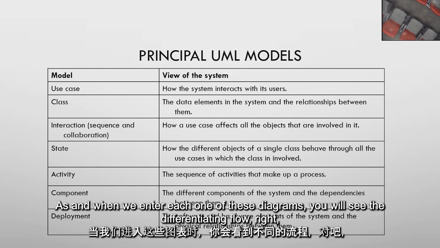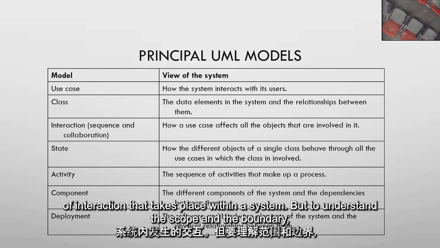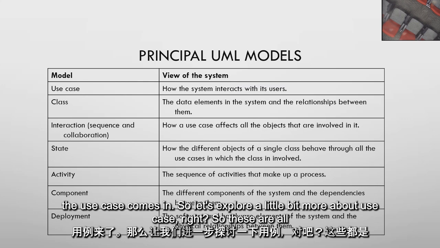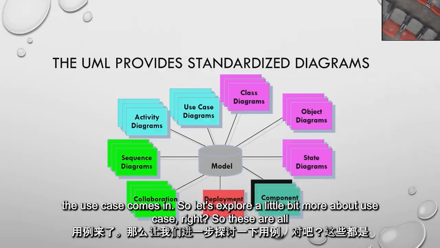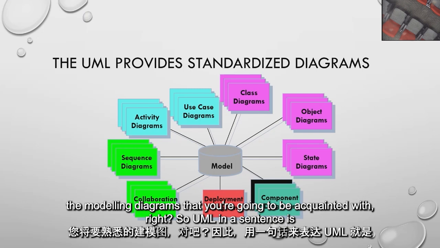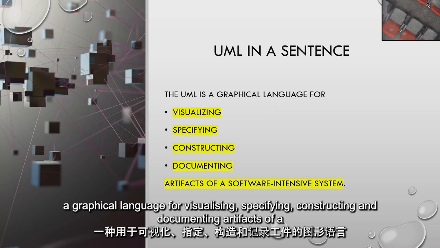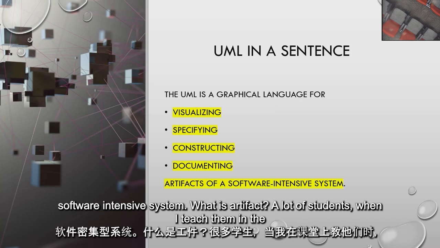And then we proceed with all the other diagrams. As and when we enter each one of these diagrams, you will see the differentiating flow, right, of interaction that takes place within a system. But to understand the scope and the boundary, the use case comes in. So let's explore a little bit more about use case, right? So these are all the modeling diagrams that you're going to be acquainted with, right? So UML in a sentence is a graphical language for visualizing, specifying, constructing, and documenting artifacts of a software-intensive system.